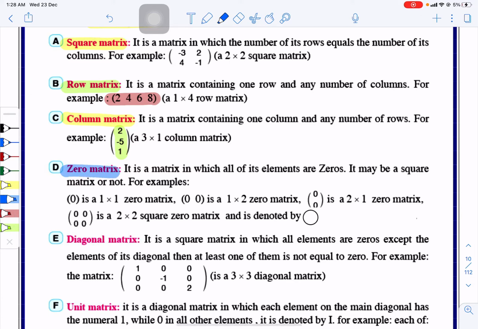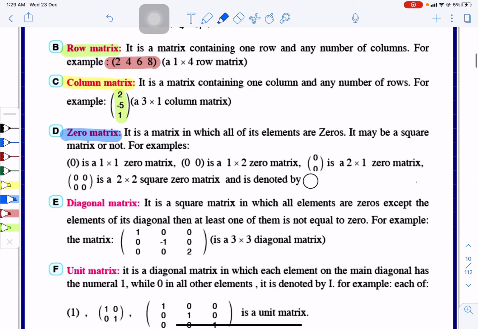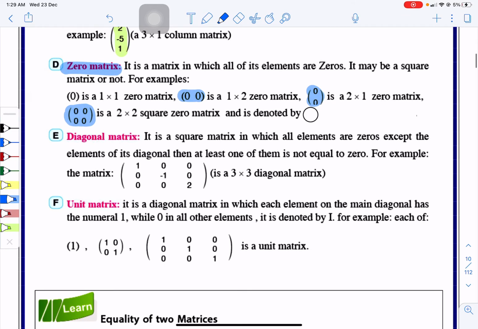After that, zero matrices. A zero matrix is a matrix in which all elements equal 0, like this matrix and this matrix and this matrix. Diagonal matrices. The diagonal matrix is a matrix in which all elements equal 0 except its diagonal. Like this matrix.